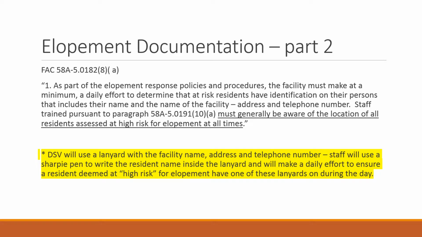So here we are, elopement documentation. As part of the elopement response policies and procedures, the facility must make, at a minimum, a daily effort to determine that an at-risk resident has identification on their person. This includes their name, the name of the facility, address, and telephone number. Staff or a trained person must generally be aware of the location of all residents assessed at high risk of elopement at all times. This is one of the reasons we do the documentation in the resident record every 3 to 4 hours on somebody that we've assessed as being at high risk.